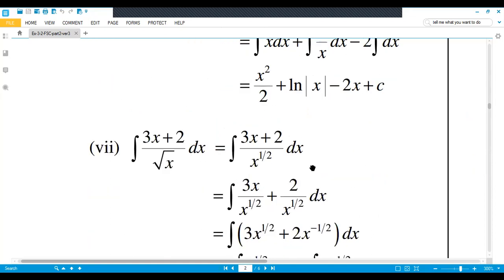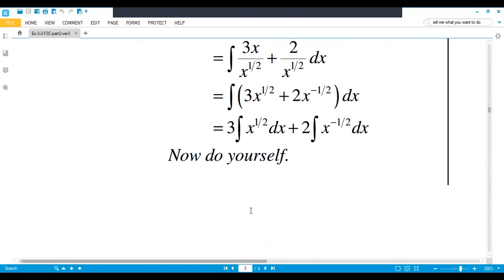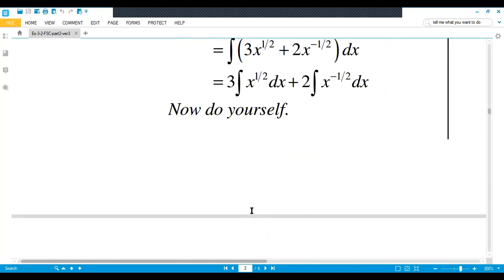Now come to the next, seventh part. You have given 3x plus 2 divided by x power 1 over 2. So this is x power 1 over 2; first we divide on the first term and then on the second term. When we divide it with the first term, 3x power minus 1 over 2. By mistake the minus is not written, so it is minus 1 over 2, and plus 2x power minus 1 over 2. The minus sign will come in the power. So here by mistake the negative sign is not mentioned, so you write the negative sign and then do it by yourself, just like the previous question.